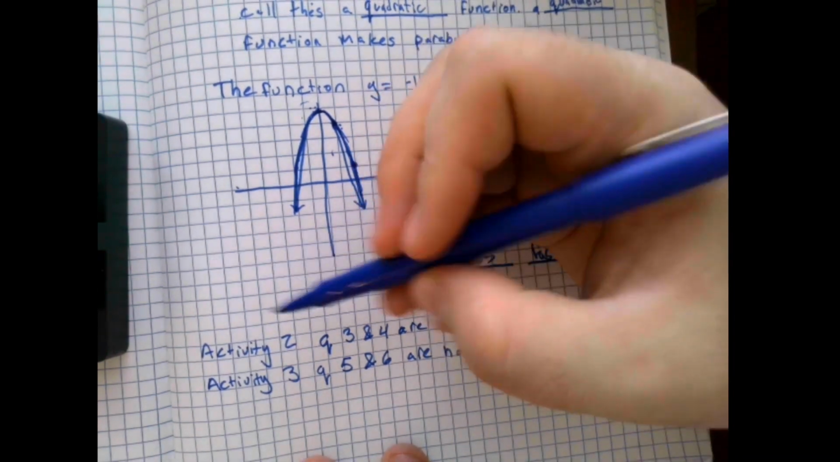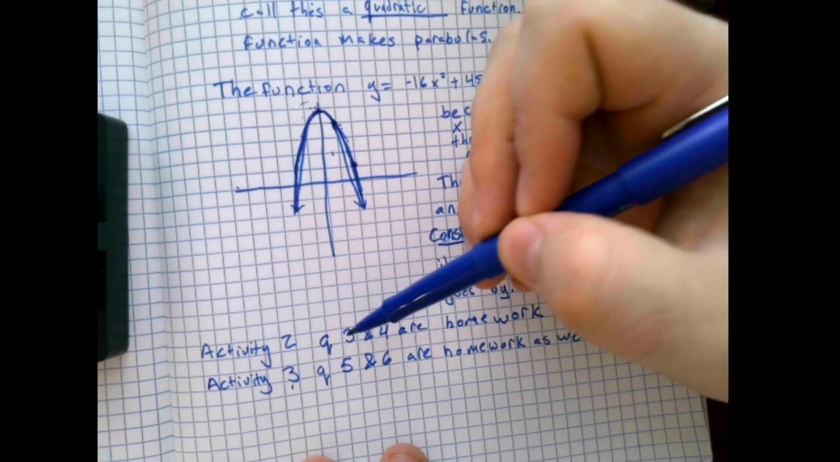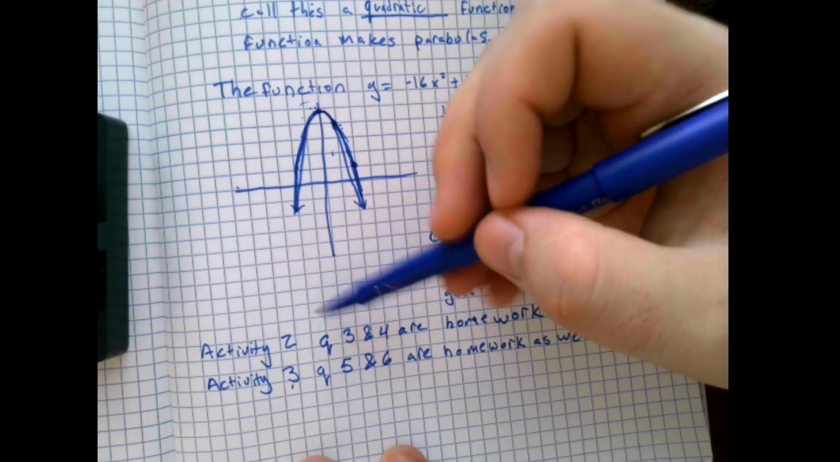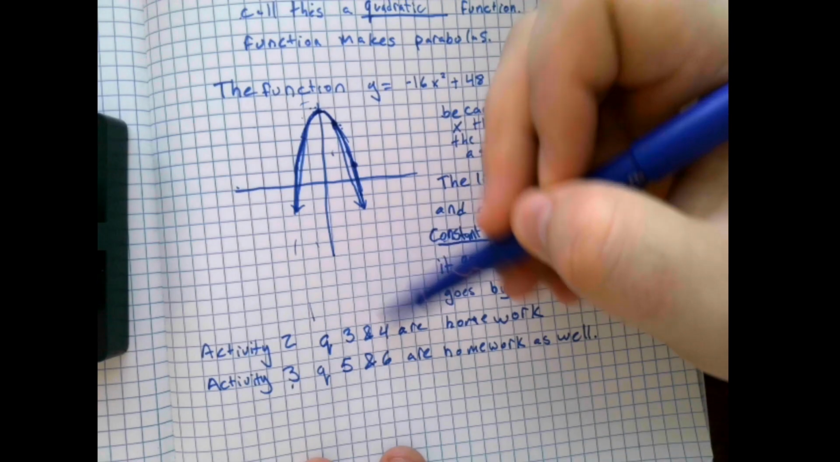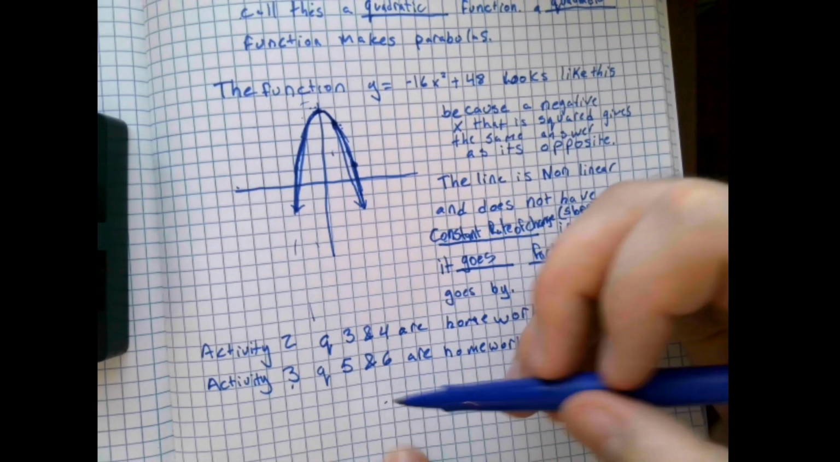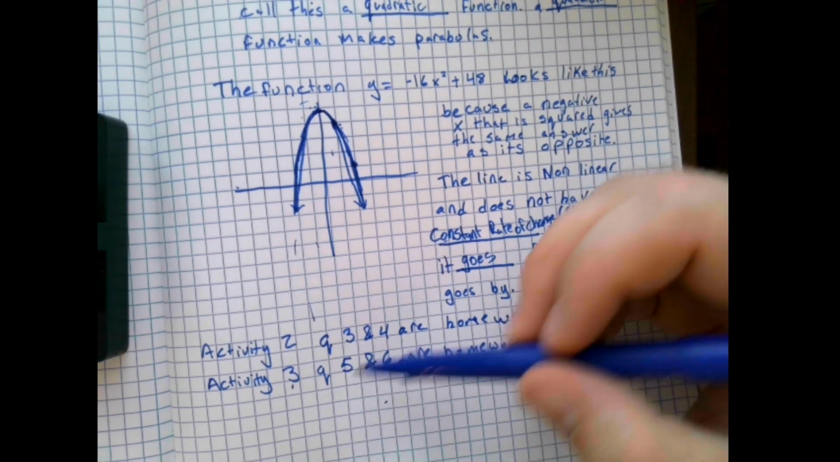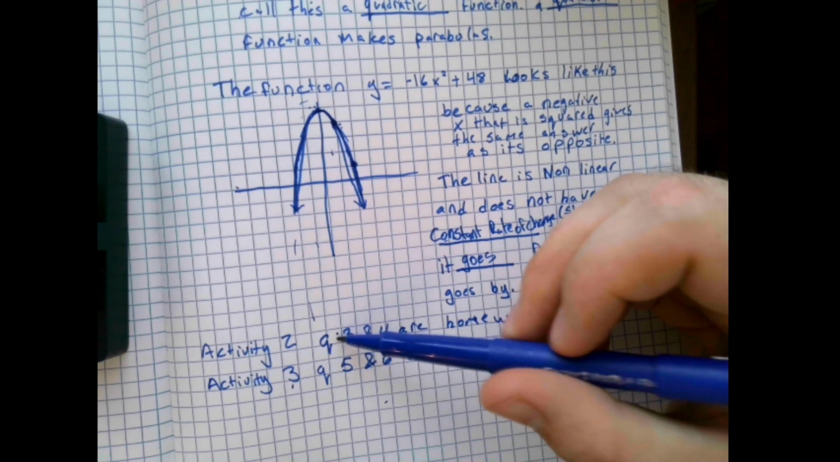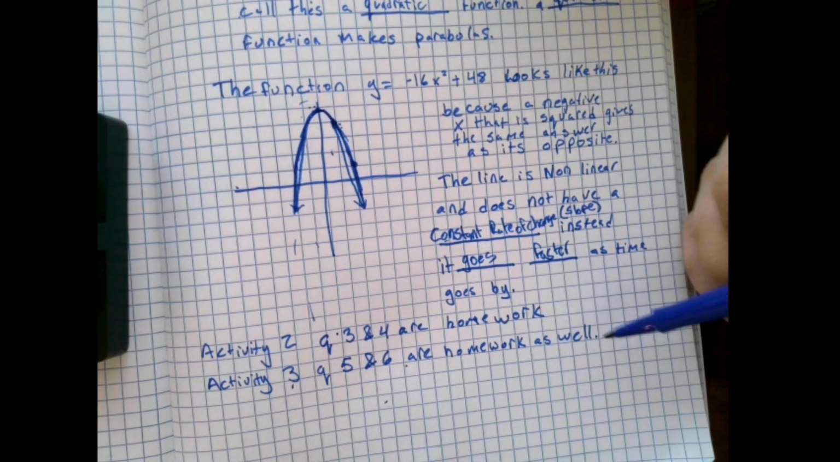Now, there's an activity 2 and activity 3. There are 4 questions between the two of them. One has to do with a person throwing a ball up and then the ball coming down. And then the other has to do with the area of a rectangle with different side lengths. Activity 2 and 3, questions 3 through 6, are your homework.